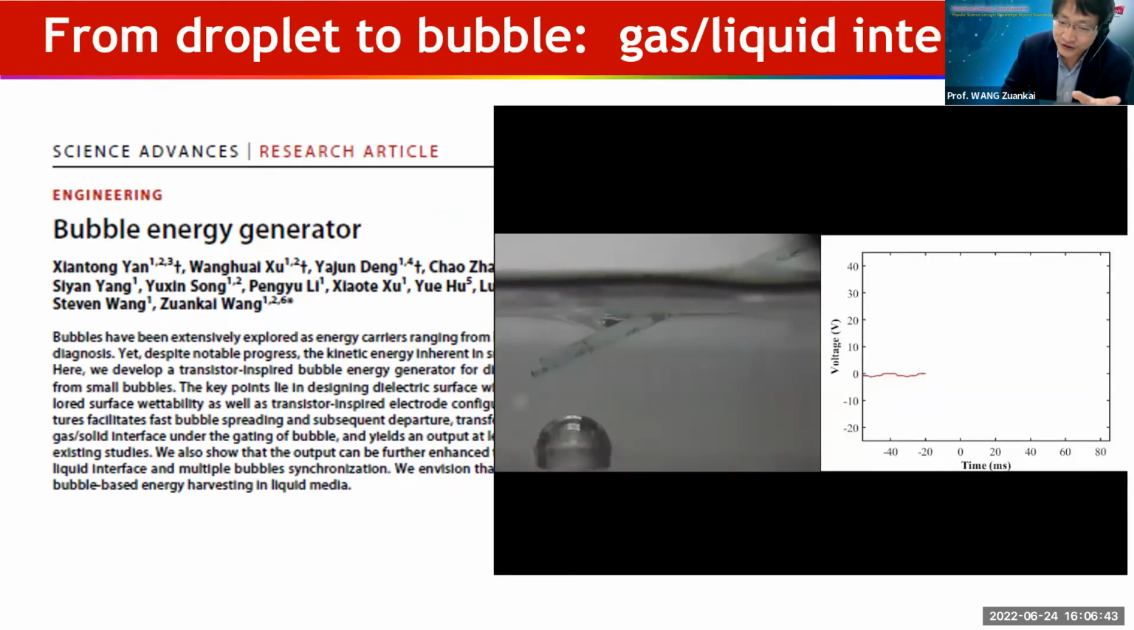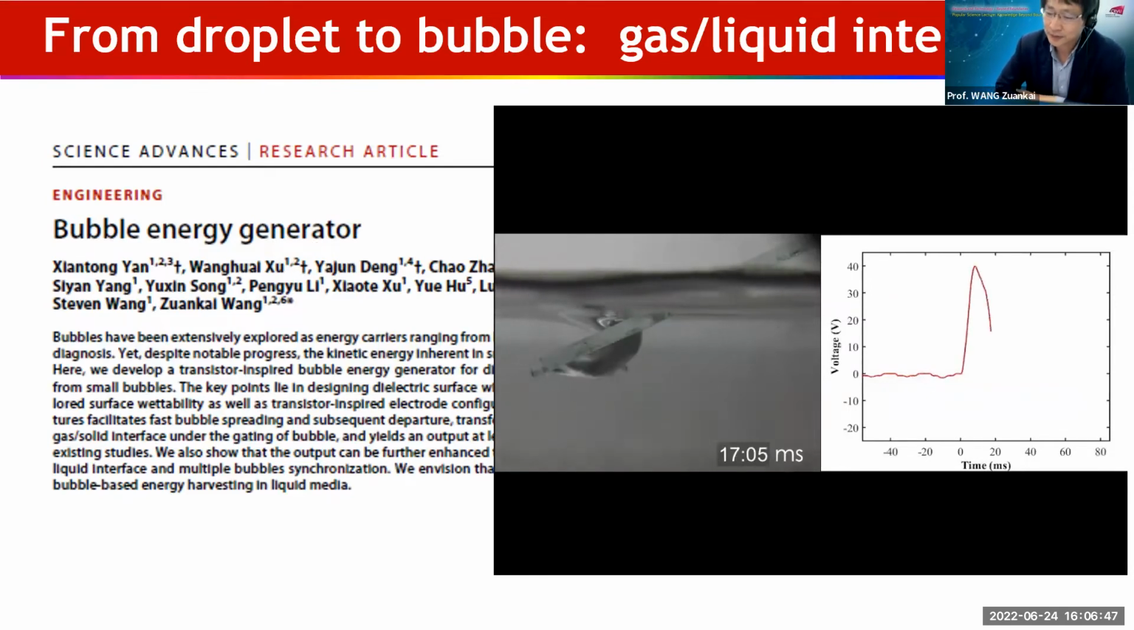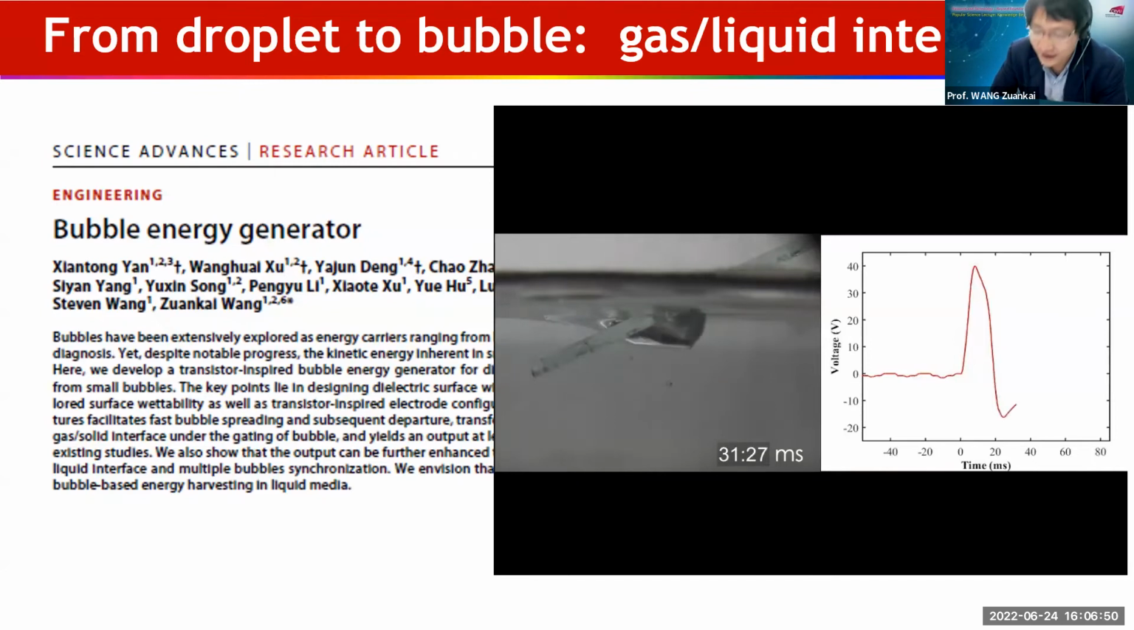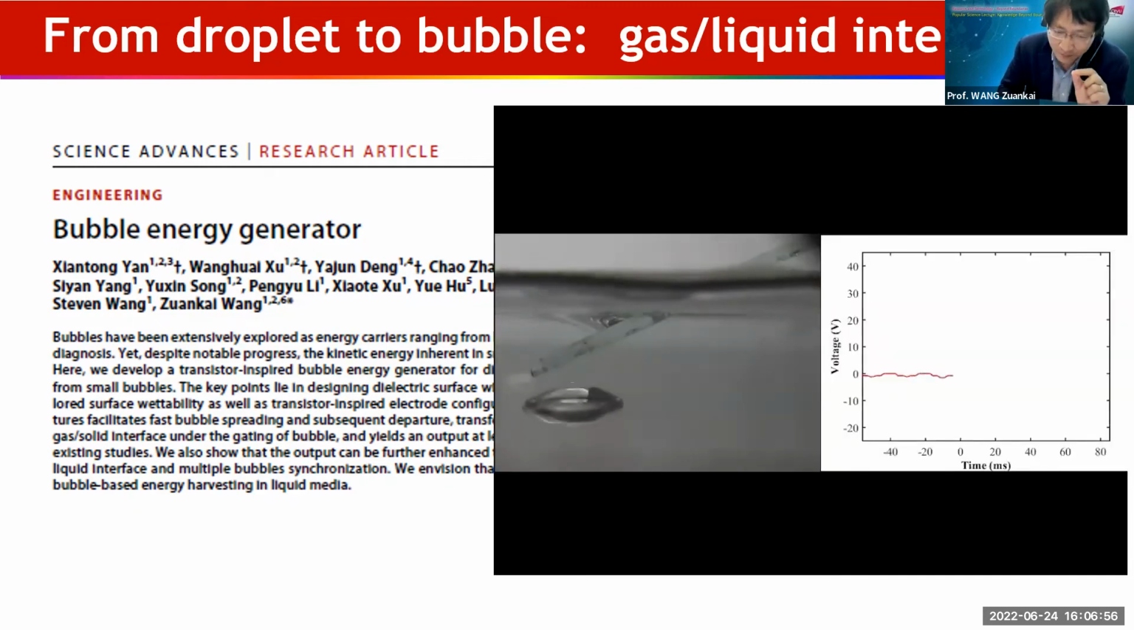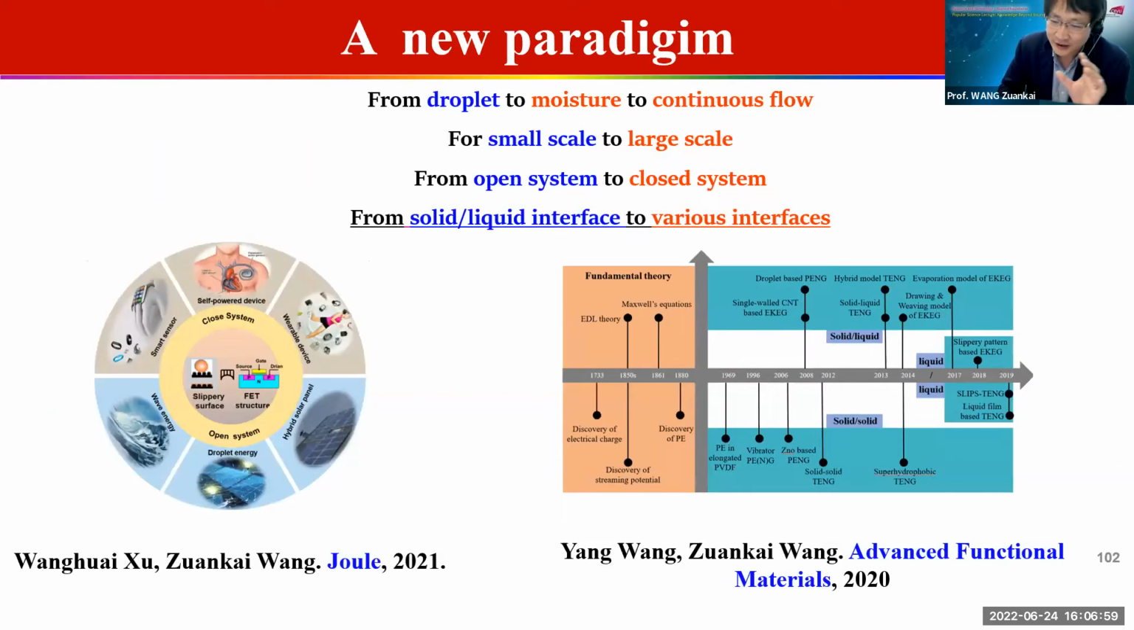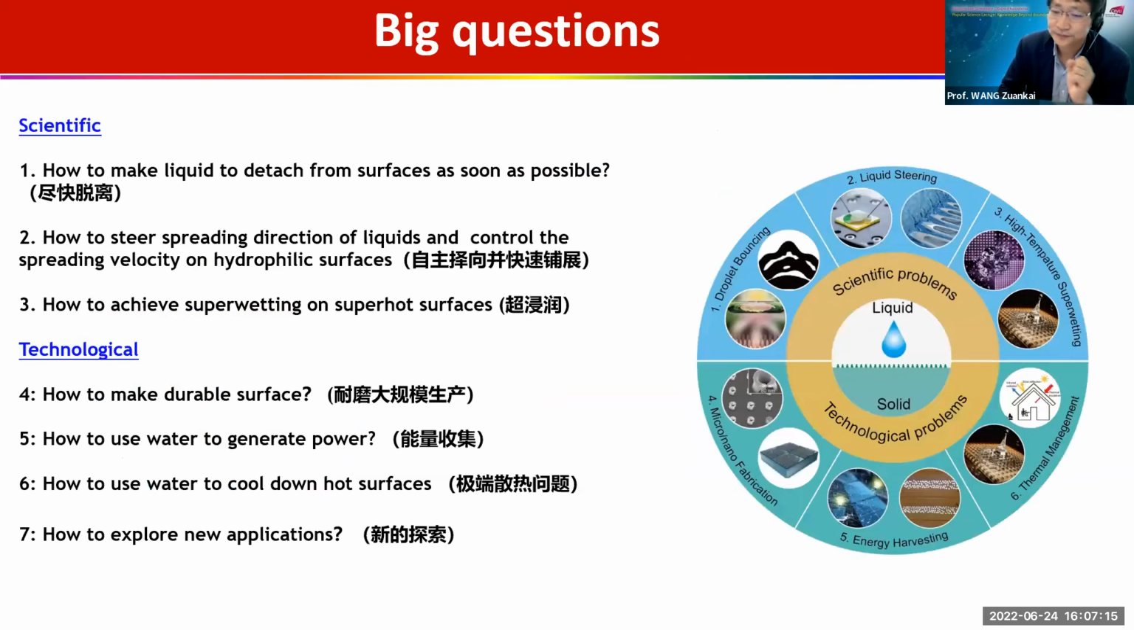And also recently, tomorrow, we have a new paper published in Science Advances. Even from a bubble, we can produce 40 volts. So we can power electronic devices. We don't overestimate the power from one single bubble. So basically, I think the take-home message is that our transistor is generic by design. We can harvest energy from the liquid-liquid interface, the solid-liquid interface, the solid-solid interface, any kind of interface.